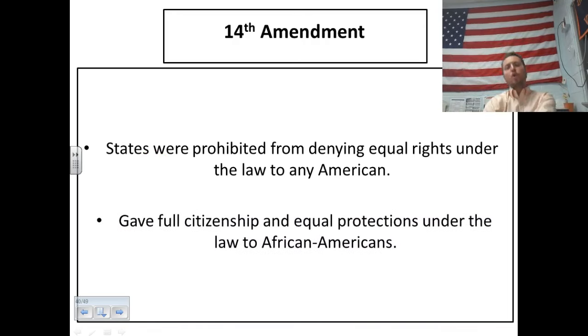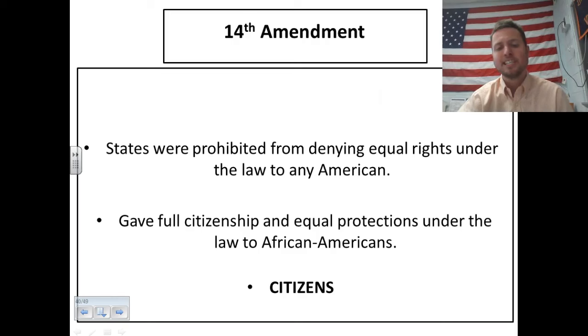This gave full citizenship and equal protections under the law to African Americans. African Americans are going to be citizens. They're going to have the protections that the law gives citizens. And what is the word you're going to put down here? If we had free for 13, I want you to put citizens. Nice and long. I want you to put citizens, please.